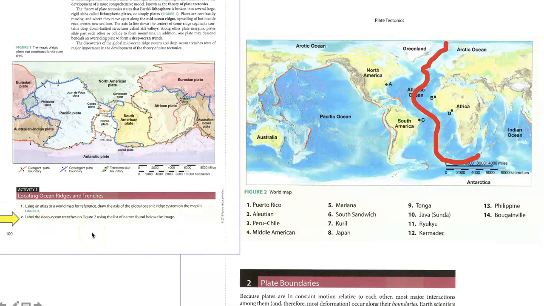Question 2 asks you to label the deep ocean trenches in that same figure using the names in this list. And they're all indicated by these orange lines. So for example, the Puerto Rico Trench is out here, and I've just put a number 1 there, or you can write Puerto Rico Trench, it's up to you. The Aleutian Trench is up here by the Aleutian Islands, so I put number 2, etc. So you want to be able to label all of those.